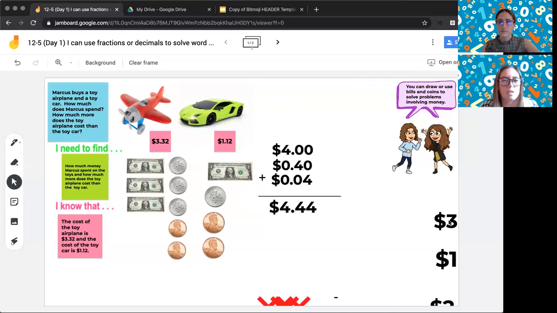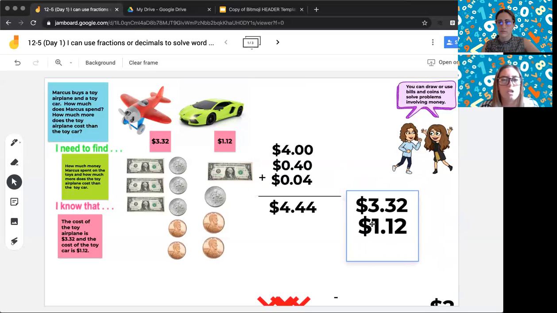The airplane costs $3.32. And the car costs $1.12. So I need to take away $1.12 from the $3.32 to see what I have left over to find the difference. It's like we're finding the difference is going to give us the amount more that the airplane costs than the car. Correct. So we could start by crossing out and taking away $1.12 from $3.32.